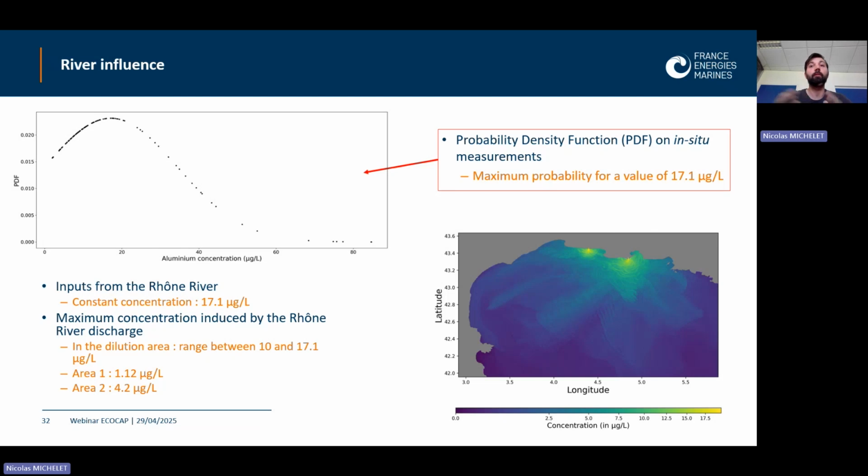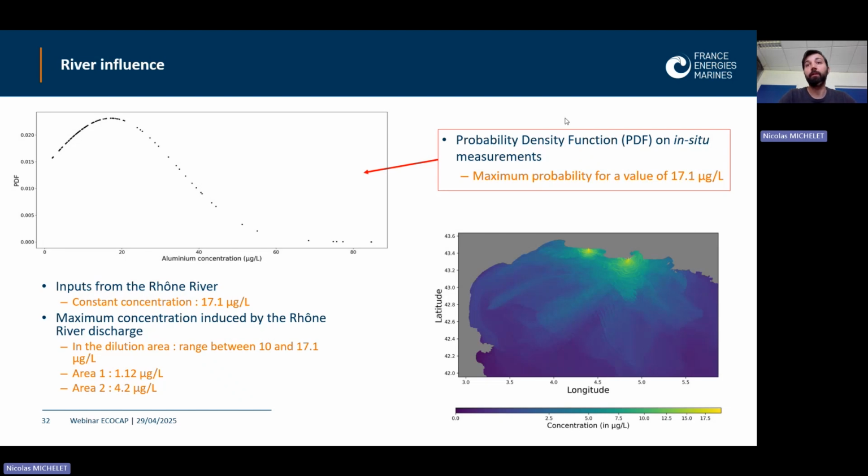So to fill the missing data of a realistic variation, we have considered that the Rhône River in our simulation released a constant concentration of 17.1 microgram per liter during the 2 years. And we can see on the picture on the bottom right the maximum concentration induced only by the Rhône River discharge. So there is no anode here, there is only the Rhône River.